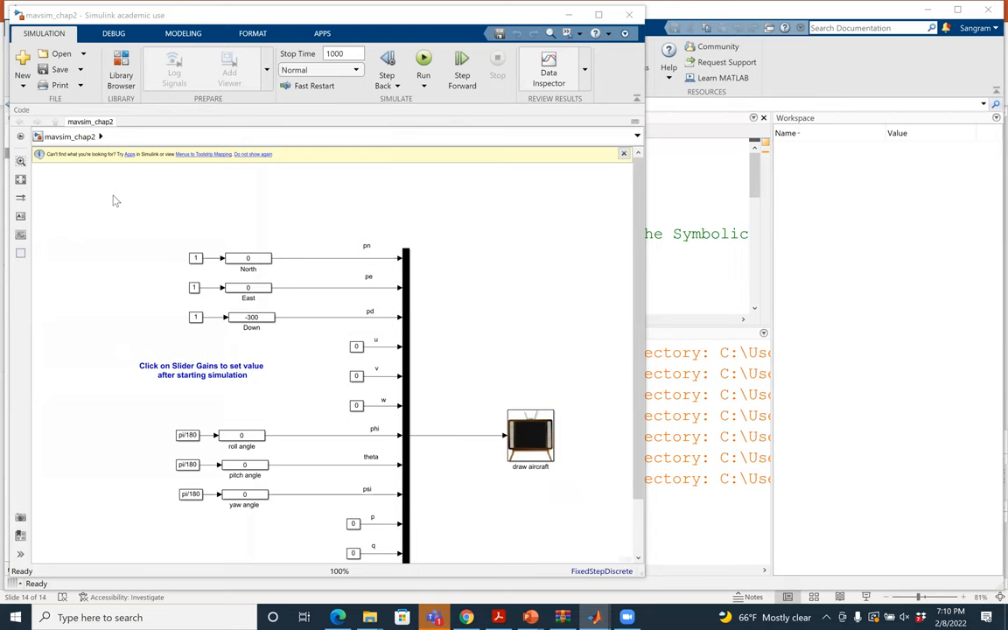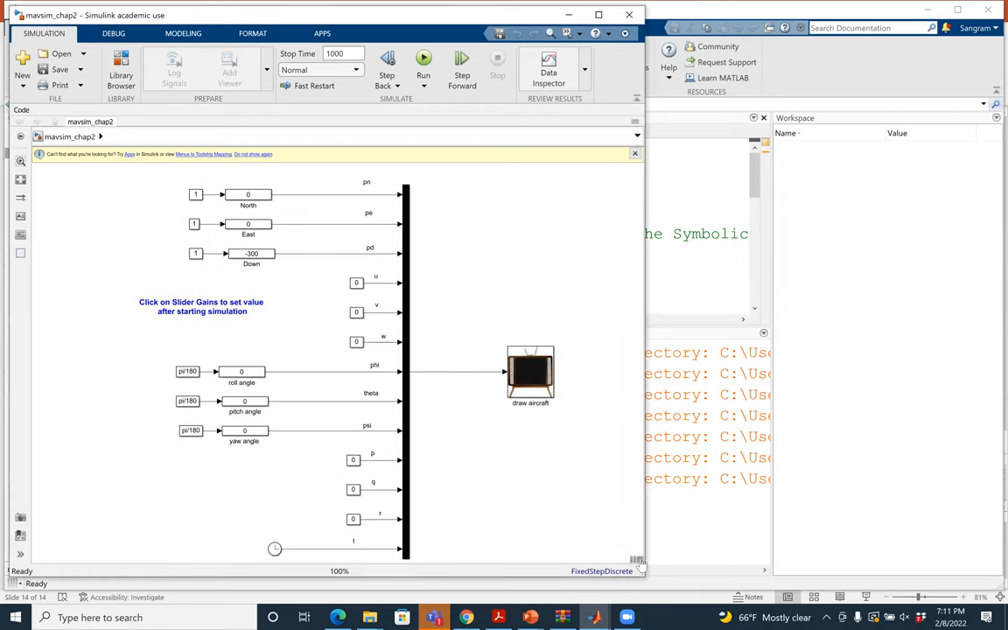Okay. So here, this is not a simulation. This is an animation. What is happening? I'm supplying the values of north, east, down, PN, PE, PD. I'm supplying the values of U, V, and W. I'm supplying the values of Euler angles, phi, theta, and psi. So phi is roll, theta is pitch, and psi is yaw. And then I'm supplying P, Q, R, which are the angular velocities. And what this is doing is taking those values and plotting the aircraft.